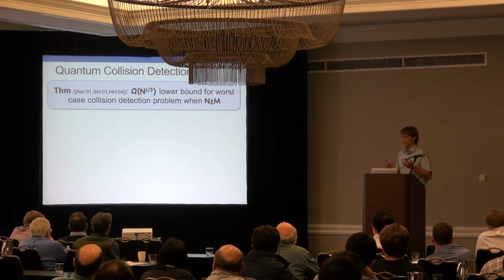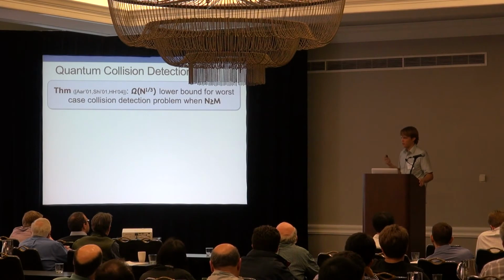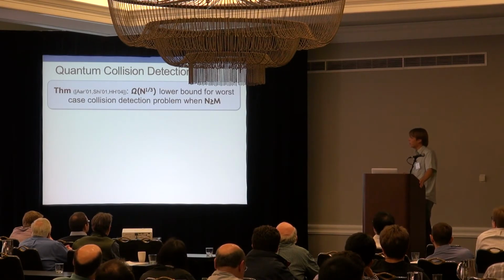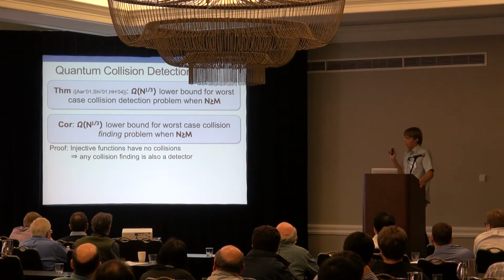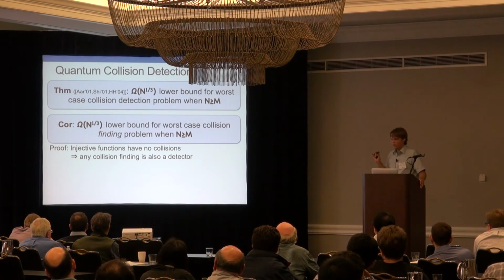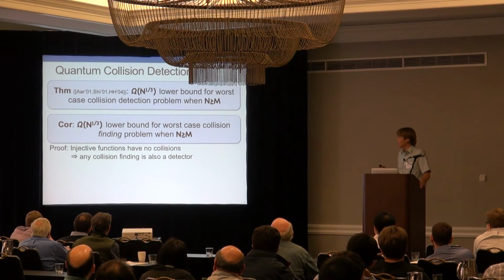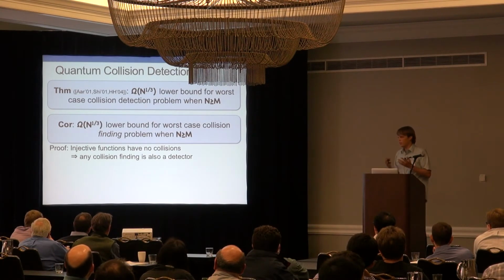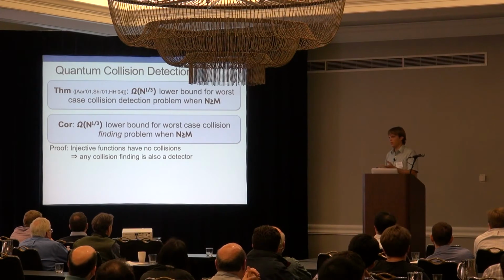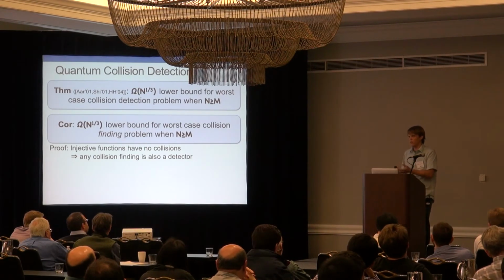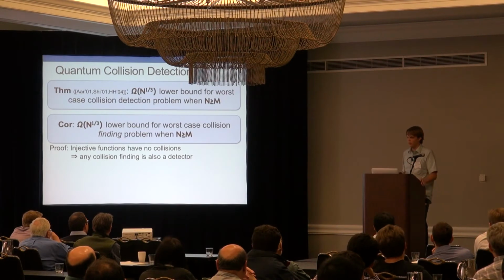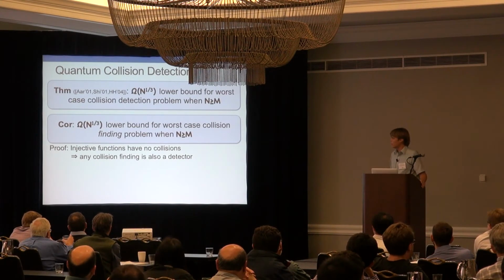This makes sense because when the function is compressing, there has to be a collision, so it's not really an interesting problem. And as a direct corollary of lower bounds on the collision detection problem, you get lower bounds on the collision finding problem. Basically, because injective functions have no collisions, if you have a collision finder, the fact that you found a collision automatically says that you're not in the injective case. So you get a distinguisher.